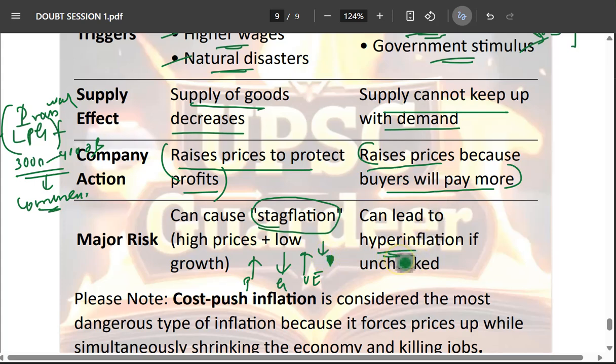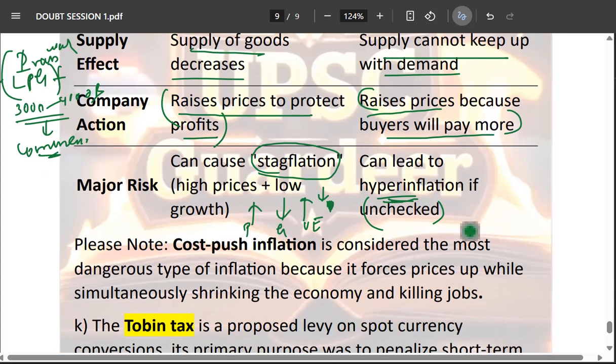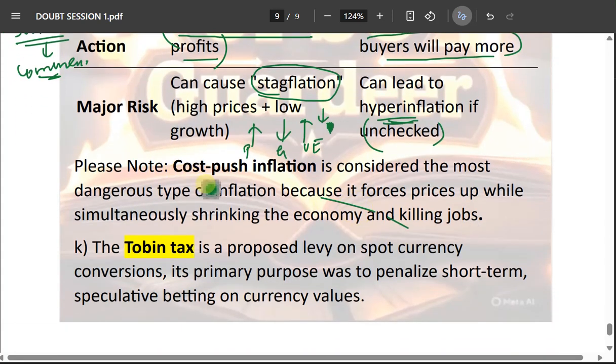Here it can lead to hyperinflation if unchecked. This is common, it happens when the economy is booming. So please note, cost push inflation is very dangerous because it forces prices to keep rising while simultaneously shrinking the economy and killing jobs. This is a simple way to understand things.